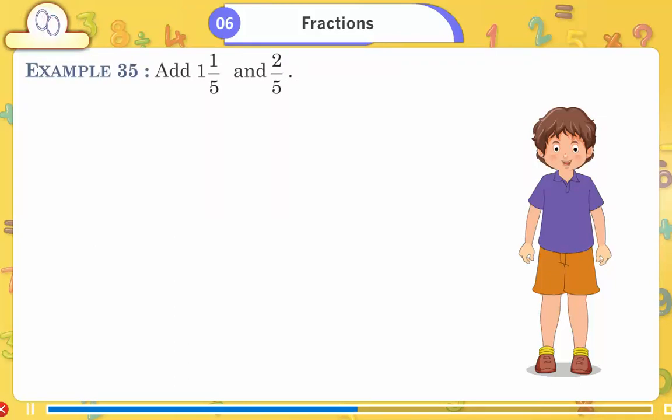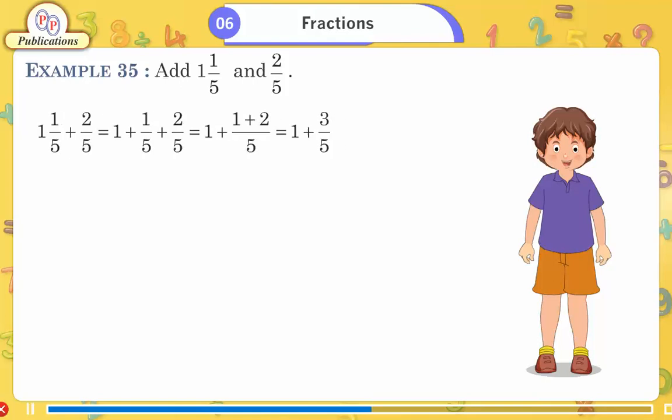Example 35. Add 1 and 1 upon 5 and 2 upon 5. 1 and 1 upon 5 plus 2 upon 5 is equal to 1 plus 1 upon 5 plus 2 upon 5 is equal to 1 plus 1 plus 2 upon 5 is equal to 1 plus 3 upon 5 is equal to 1 and 3 upon 5. Answer: 1 and 3 upon 5.